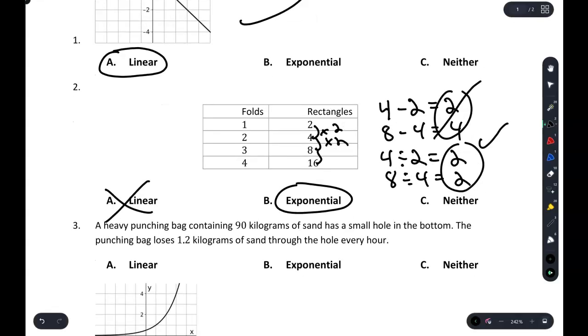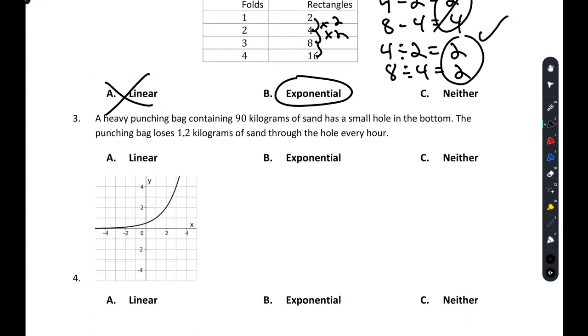All right, let's look at number 3. A heavy punching bag contains 90 kilograms of sand and has a small hole at the bottom. The punching bag loses 1.2 kilograms of sand through the hole every hour. So it's minus 1.2 every hour. The same amount is constant, right? So that's going to make it linear.